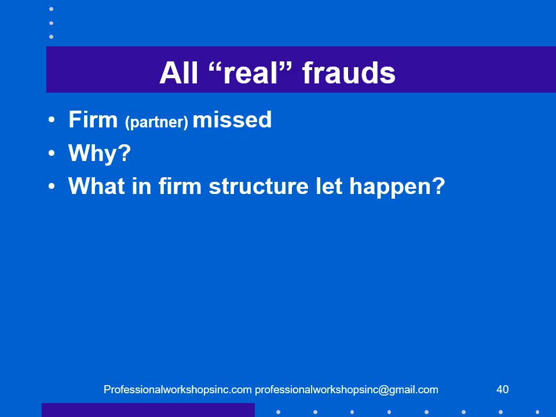Now these are all real frauds. I've exaggerated the numbers a bit, but they're roughly what you would have seen in the audit file. The first two were big firms. The third one was a smaller firm. In all three, the partner missed it. The firm missed it. In all three, the judge said, how could you have missed that? It's plain as a nose on your face. Why was it missed? What in the firm structure let this happen? And that's a question I think each of us needs to think about in the structure of our firm. If this happened, would we miss it and why?